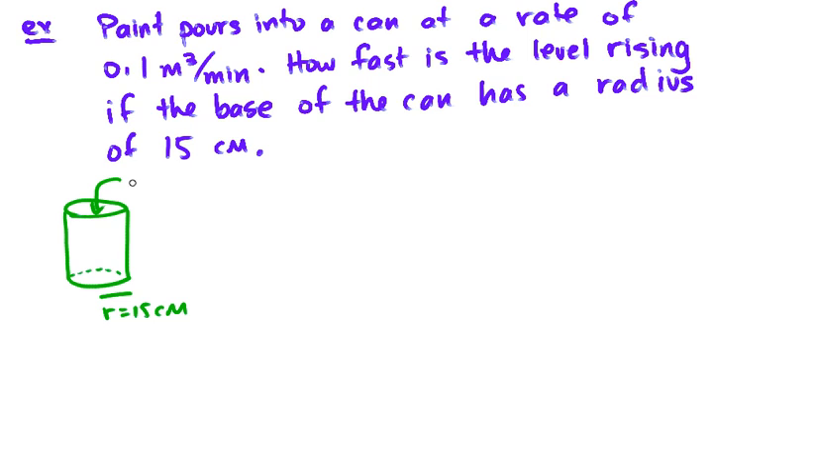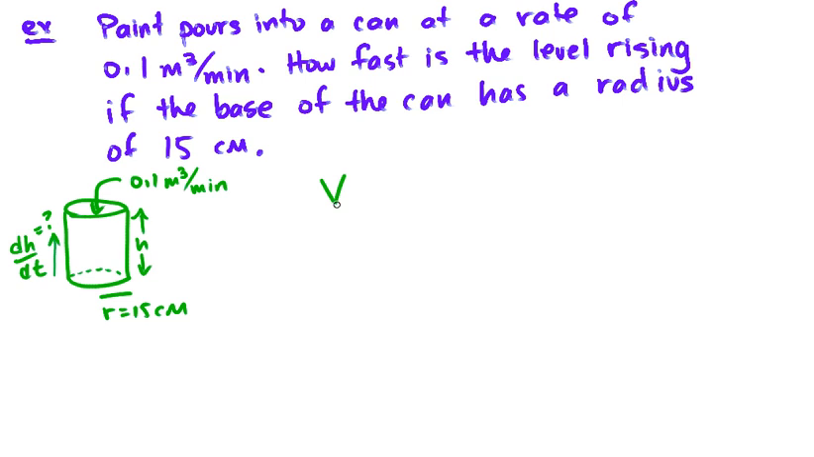We know that paint's coming in at a rate of 0.1 cubic meters per minute. And we know that we're looking for how fast this height, so if this is considered the height, how fast is the height changing with time? That's what we want to know.